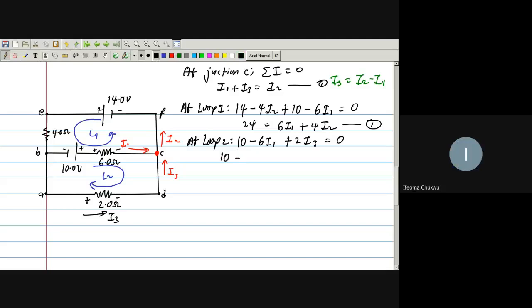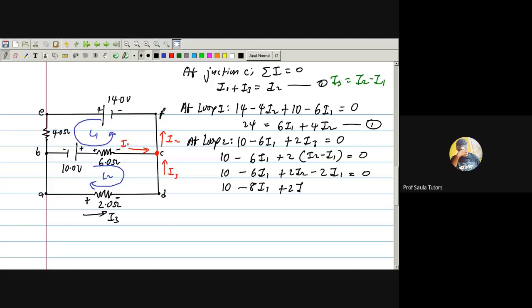So I'll be replacing with that. 10 minus 6I1 plus 2 times (I2 minus I1) equal to 0. So I have 10 minus 6I1 plus 2I2 minus 2I1 equal to 0. Check, I have 10 here, and this and this will give me minus 8I1 plus 2I2 equal to 0. If I take this 2I2 to the other side, I have 10 equal to 8I1 minus 2I2. This is my equation 2. All together? Yes.